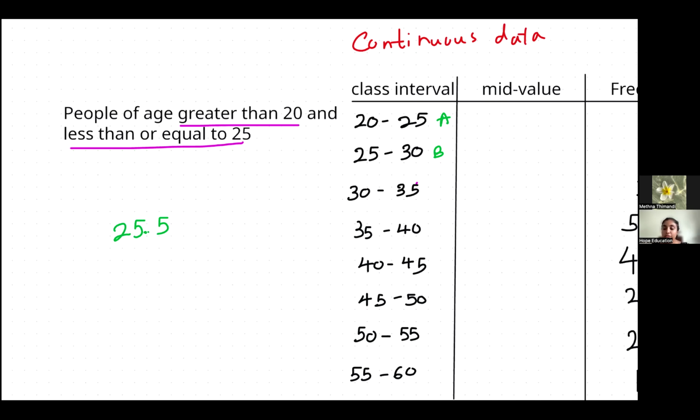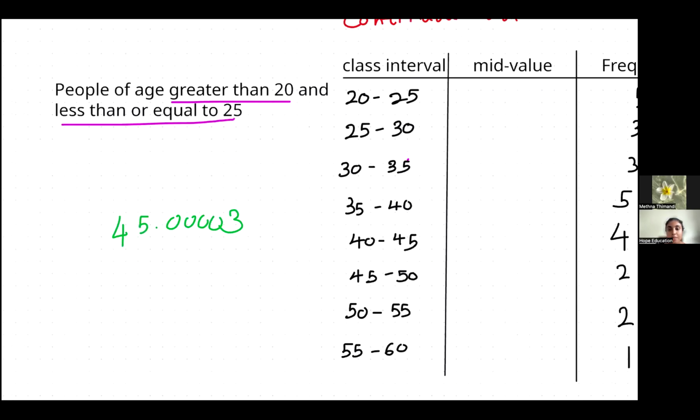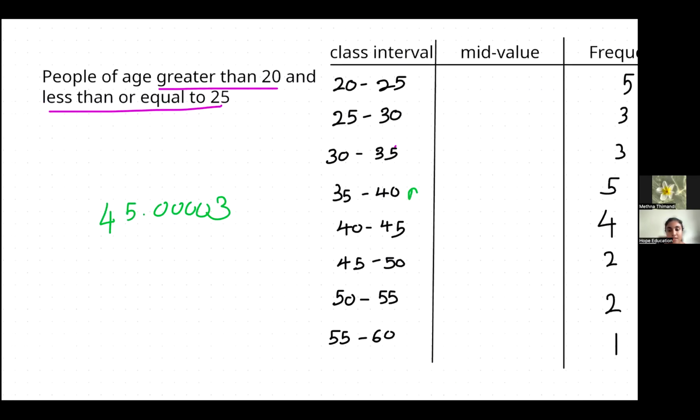Greater than 25: 25.01, 25.02, 25.1, 25.2, 25.3, 25.4. Likewise, all of that is included, right? Then, if I say 45.0003, does it belong to A, B, C, or D? C, because 45.0003 is greater than 45 and less than or equal to 50. So it belongs to this group.